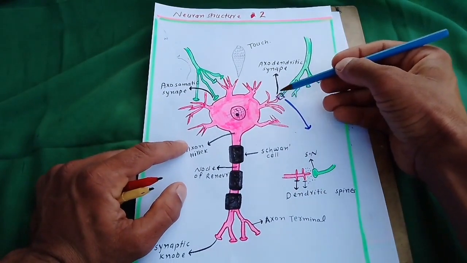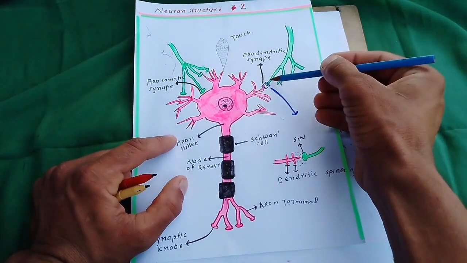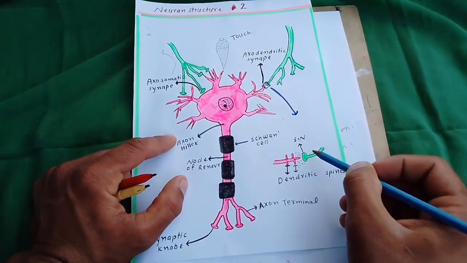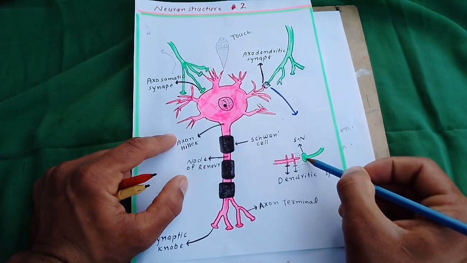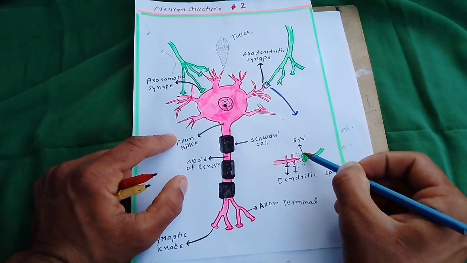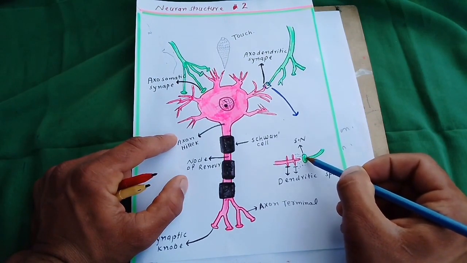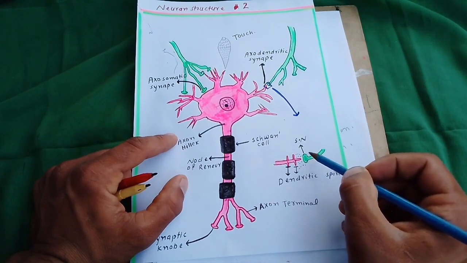I zoom in on this area. This is the zoomed area. This one is the dendrite, this one is the axon, and this one is the synaptic knob. What is a synaptic knob? The synaptic knob is that part of the axon where synaptic vesicles are stored, and these synaptic vesicles are filled with neurotransmitter.